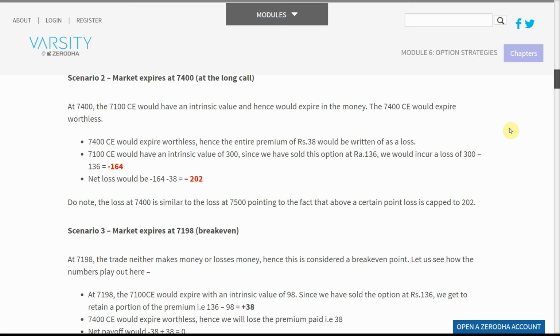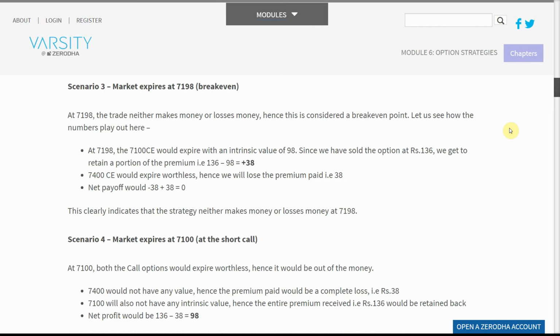Scenario 3: market expires at 7,198, break even. At 7,198, the trade neither makes money nor loses money. Hence this is considered a break-even point. Let us see how the numbers play out here. At 7,198, the 7,100 CE would expire with an intrinsic value of 98. Since we have sold the option at 136 rupees, we get to retain a portion of the premium, i.e. 136 minus 98 equals plus 38.